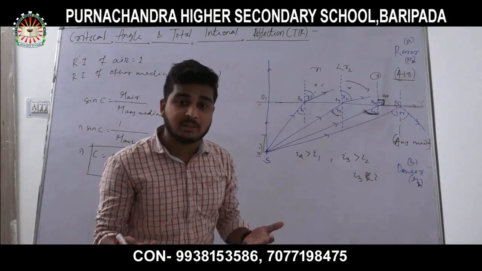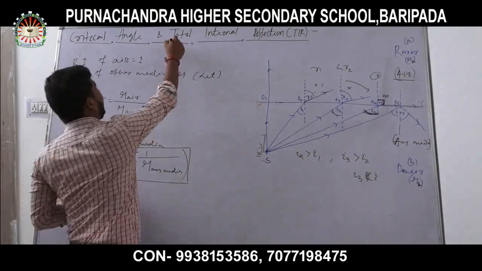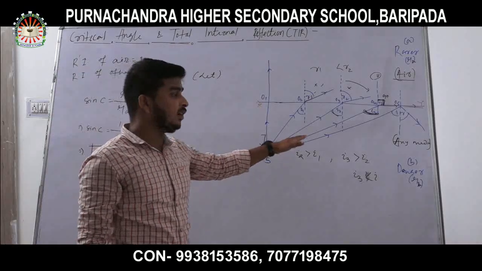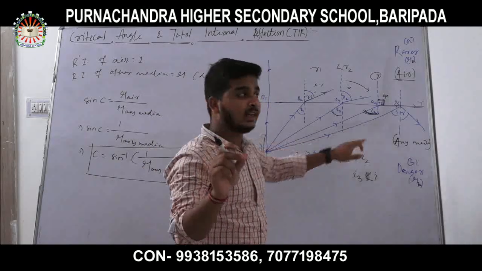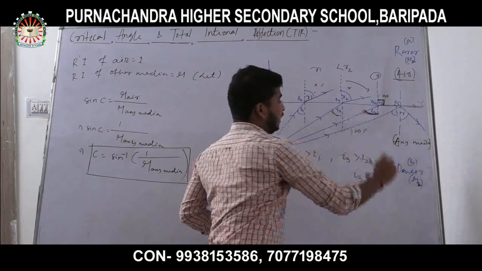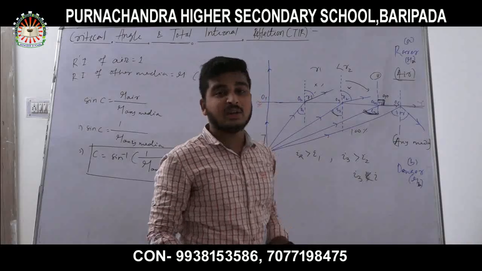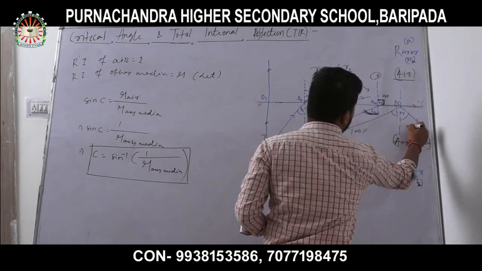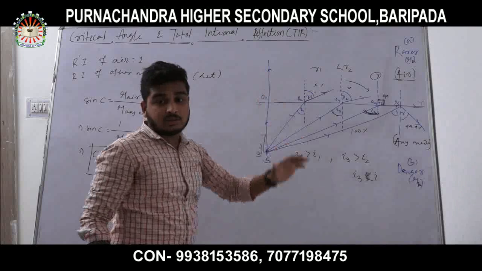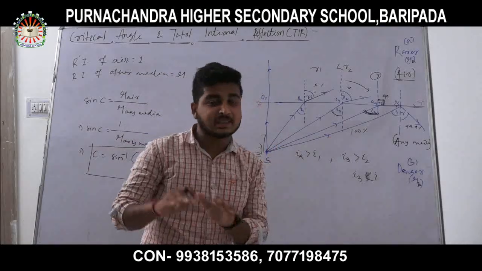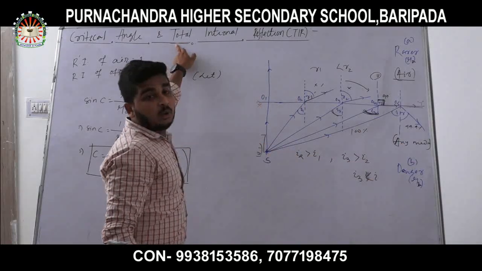Total means what? Internal means what? You already know what reflection is, so why did I say total? Total means that in this kind of reflection, if the intensity of the incident ray is 100%, then the intensity of the reflected ray will not change much; it is supposed to be 99.9%. So I have used the word total. The intensity of the incident light remains the same as that of the reflected light.